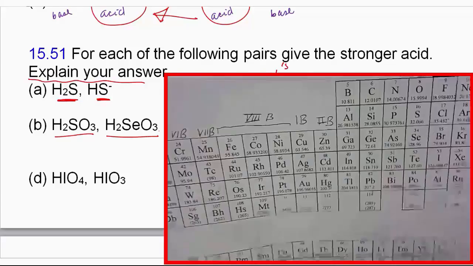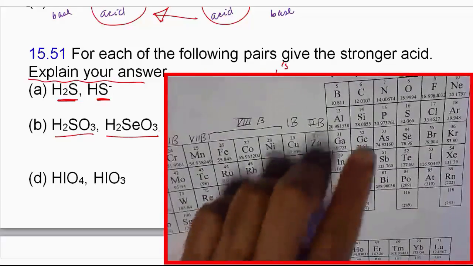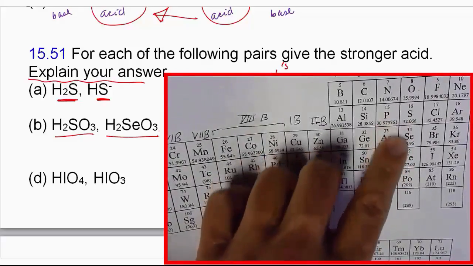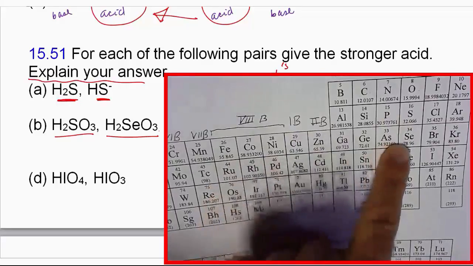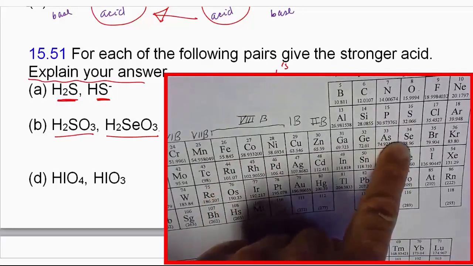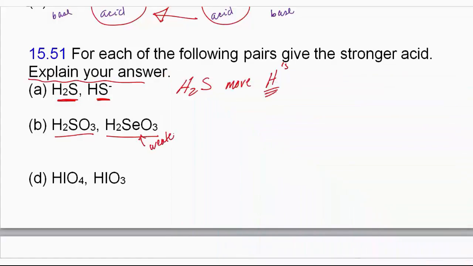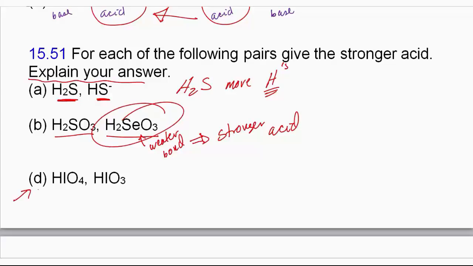I think we're going to have to look at size, right? Where is sulfur? Here's sulfur. Here's selenium. Which one is bigger? Selenium is bigger, right? Since selenium is bigger, it's going to create a weaker bond. If it has a weaker bond with that hydrogen, it's going to be a stronger acid. Do you remember that rule about oxygens? The more oxygens, the more acidic. So there you go. Has more oxygens.